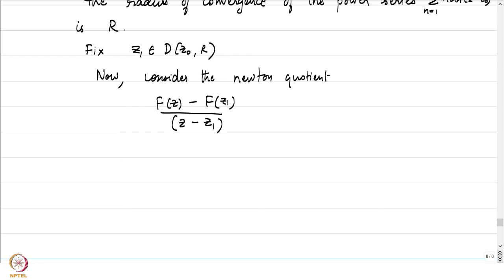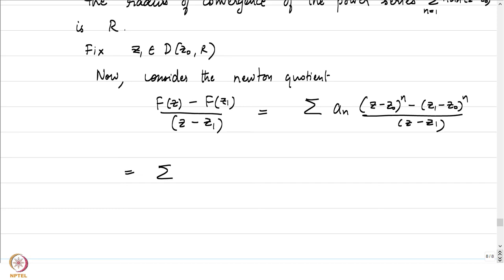But before we talk about the limit, let's see what this quotient will look like. This is going to be the sum of a_n (z minus z0) to the power n minus (z1 minus z0) to the power n, divided by z minus z1. We can write it in this manner precisely because summation a_n (z minus z0) to the power n converges to f of z, and summation a_n (z1 minus z0) to the power n converges to f of z1. Because these two series converge respectively to f of z and f of z1, f of z minus f of z1 precisely becomes the series to the right.